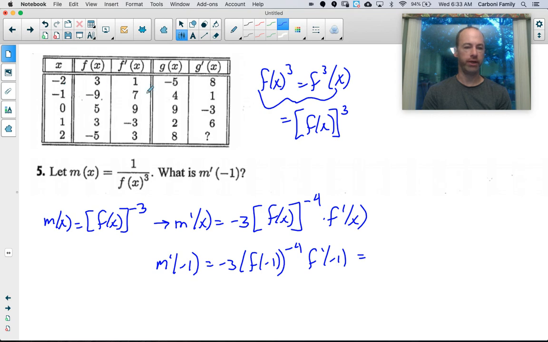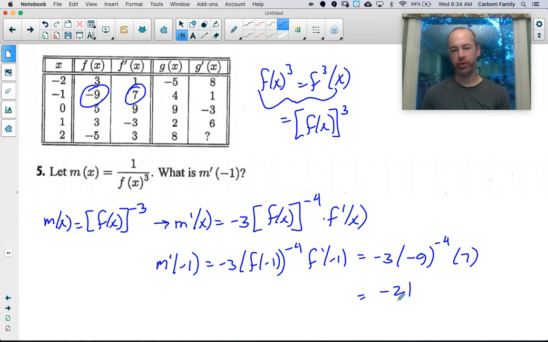At -1, f is equal to 9, f prime is equal to 7. So this will be -3 times -9 to the -4. And then f prime of -1 is 7. I would not mess with that. Of course, you have calculators. I guess you could rewrite this -3 times 7 is -21 and move the -9 down. And I don't feel like dealing with 81 squared in my head, so I'm going to leave my answer like that for number 5, and I believe that was the last one.